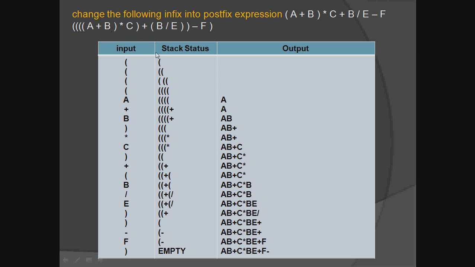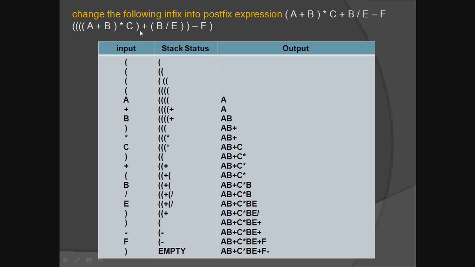So here we have the stack table, so we have the input values, and then in the stack how it is arranged, and then the output, how it will be printed out. So in the input, first is the leftmost parenthesis. So keep in mind that in the stack, when the parenthesis is encountered, as long as the closing parenthesis is not encountered into the stack, the operands and the operators inside the stack will not be popped out. Once the closing bracket is encountered, then the operands and the operators will be popped out.